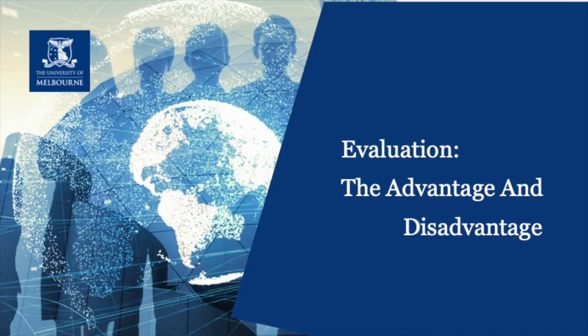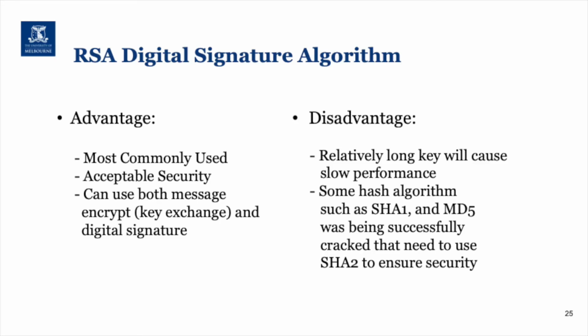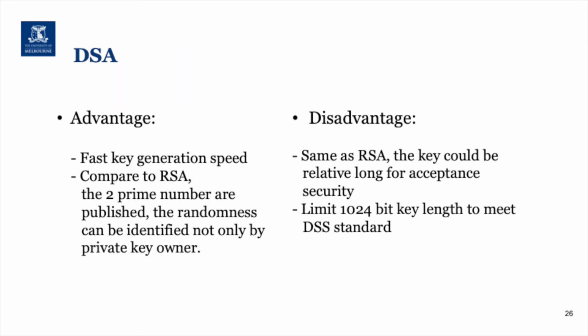Here we are going to see each algorithm's advantages and disadvantages. For RSA, we know it is the most commonly used algorithm. It is an algorithm that can be used in both encryption and digital signature. It also provides acceptable performance. The DSA is similar to RSA in security. But it has some advantages such as a faster key generation and an easier achievement of key randomness.